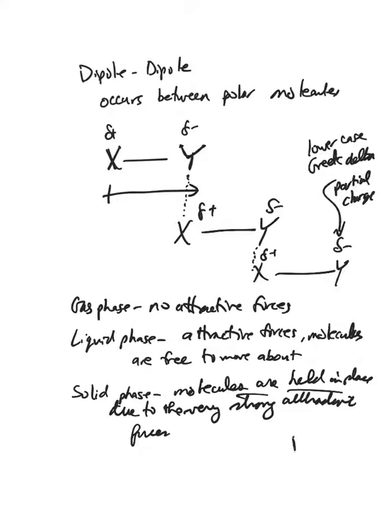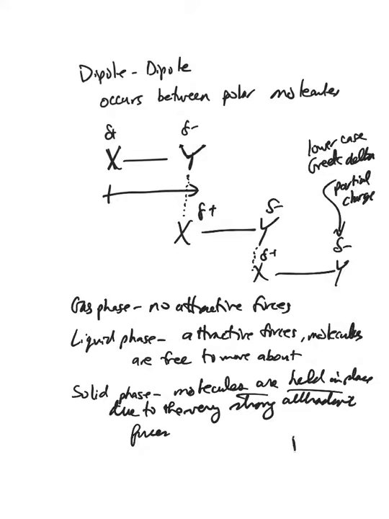Hydrogen bonding is a special case of dipole-dipole interactions. And we will encounter hydrogen bonding when we have a hydrogen directly covalently bonded to a nitrogen, oxygen, or fluorine, and it is strongly attracted to another nitrogen, oxygen, or fluorine.